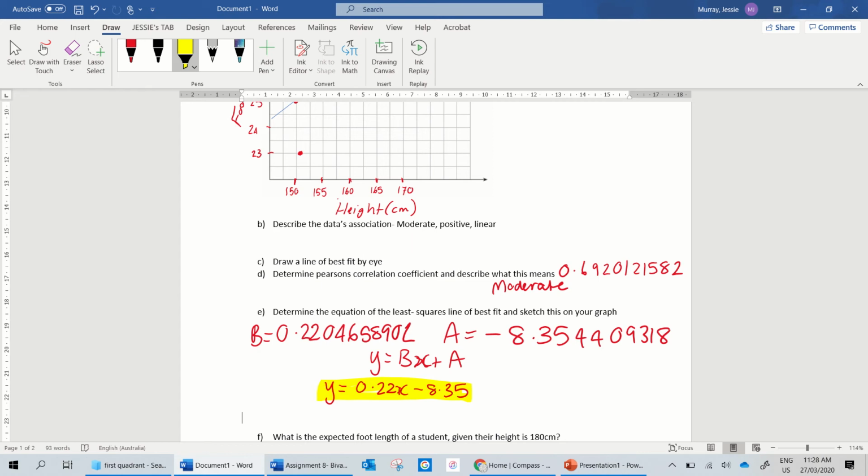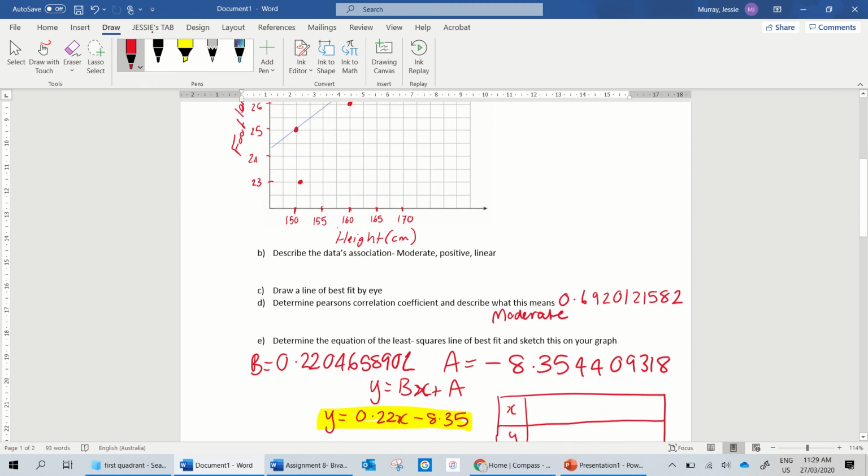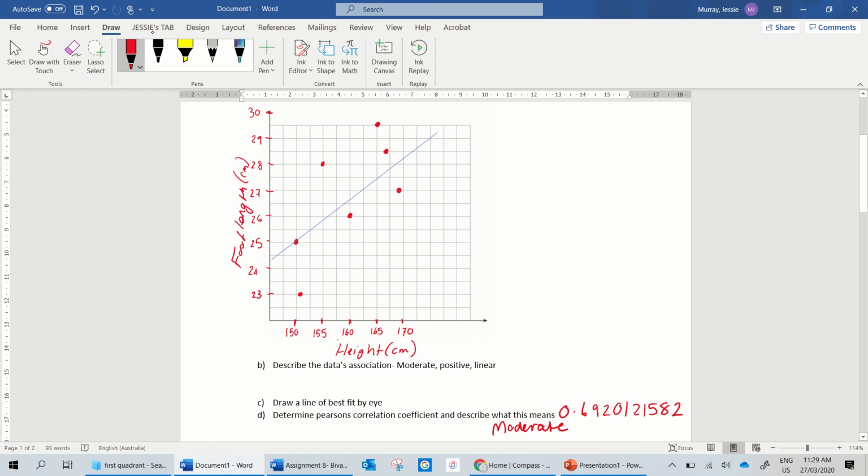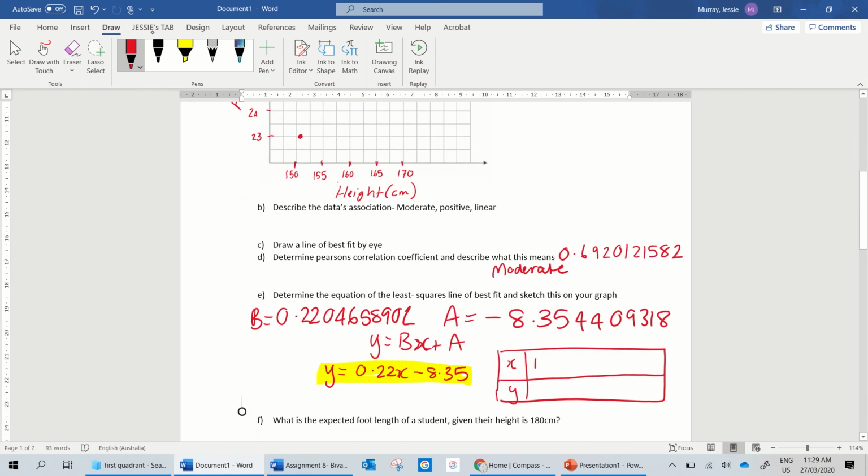Now they want us to sketch this on the graph. Remember, to sketch this on the graph, I only need 2 points. So I draw up my little table of values. And I only need to plot 2 points. So I'm just going to pick 2 x values that are nice on my graph, pretty far apart, but not too far apart. So what if I did one at 150 and 170? Okay, that's either end of my axis there.